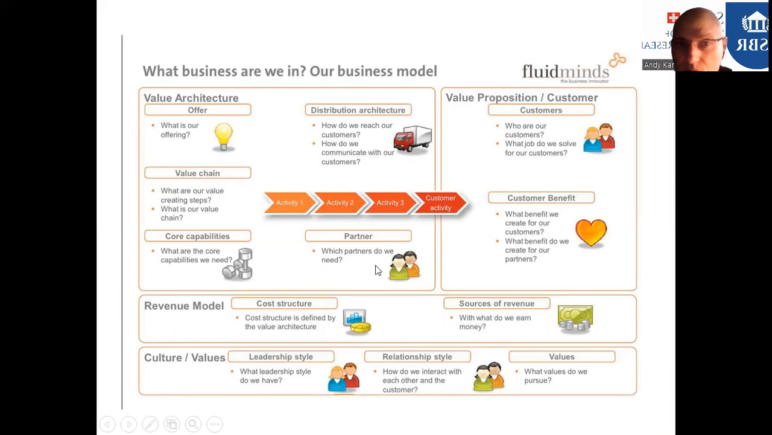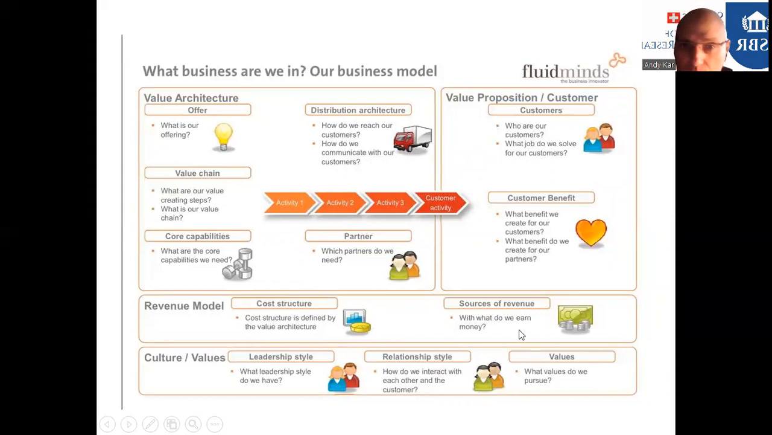Partners: which partners do we need? And the distribution architecture: how do we reach out to our customers? How do we communicate with our customers? Both communication and reach, how do we distribute our products? The revenue model, cost structure. Cost structure is defined by the value architecture.